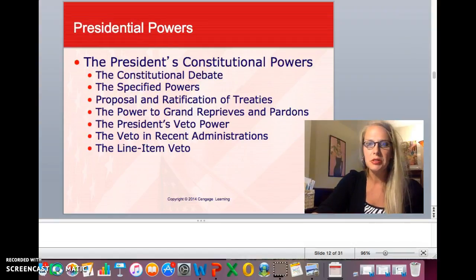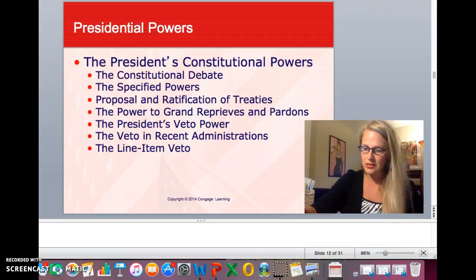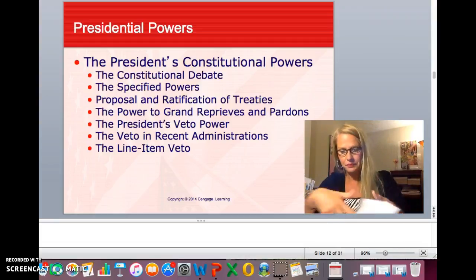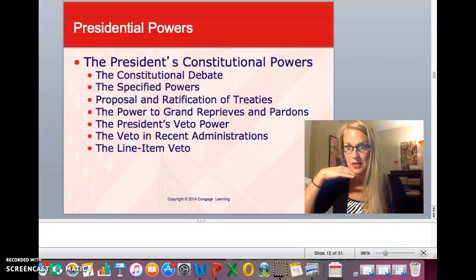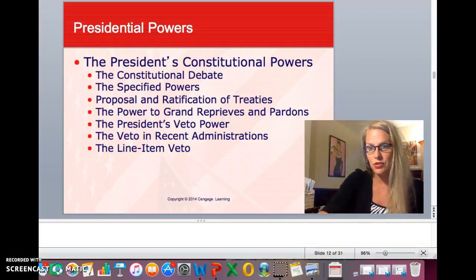Constitutional powers, debating the Constitution, specified powers, proposal, ratification of treaties. The power to grant reprieves and pardons, very interesting. One of the most controversial pardons, of course, was Gerald Ford, who pardoned President Richard Nixon. Very controversial, and probably one of the most famous pardons.